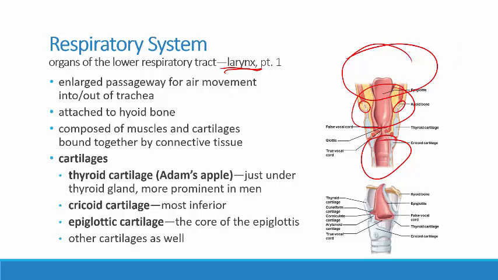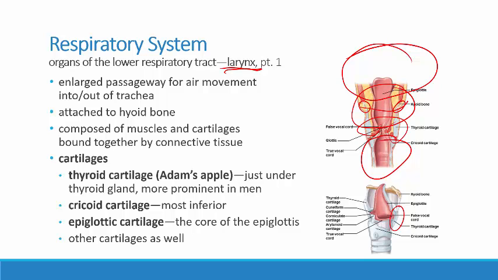And it's composed of muscle and cartilages that are all bound together with other connective tissues. Three major cartilages: the thyroid cartilage, and it's cut here and also cut here, that wraps around the front of it, on the anterior surface of the larynx, and then wraps around to the posterior. And it is what we think of as the Adam's apple, just underneath the thyroid gland. And men have a larger thyroid cartilage than women do. And it's part of what gives us a lower voice, is that our larynx is longer.